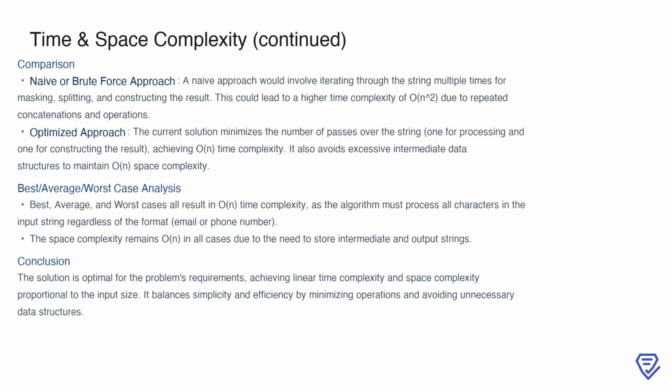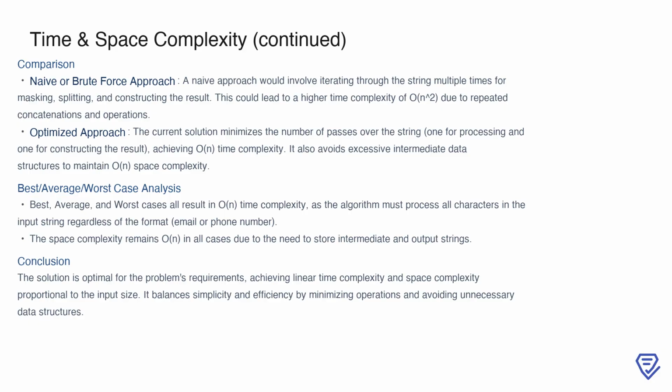Comparing this optimized solution to a naive approach highlights its efficiency. A brute force method might involve multiple iterations over the input string for masking, splitting, and concatenation, potentially leading to a quadratic time complexity of O(n squared), due to repeated operations. In contrast, the optimized approach minimizes the number of passes over the string, performing most operations in a single traversal, which ensures O(n) time complexity. Additionally, it avoids excessive intermediate data structures, maintaining an O(n) space complexity.